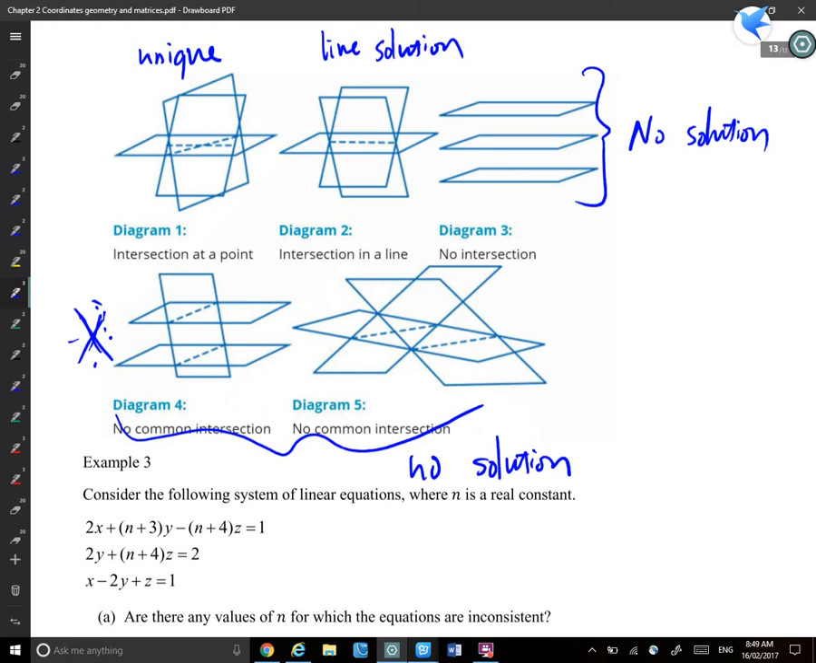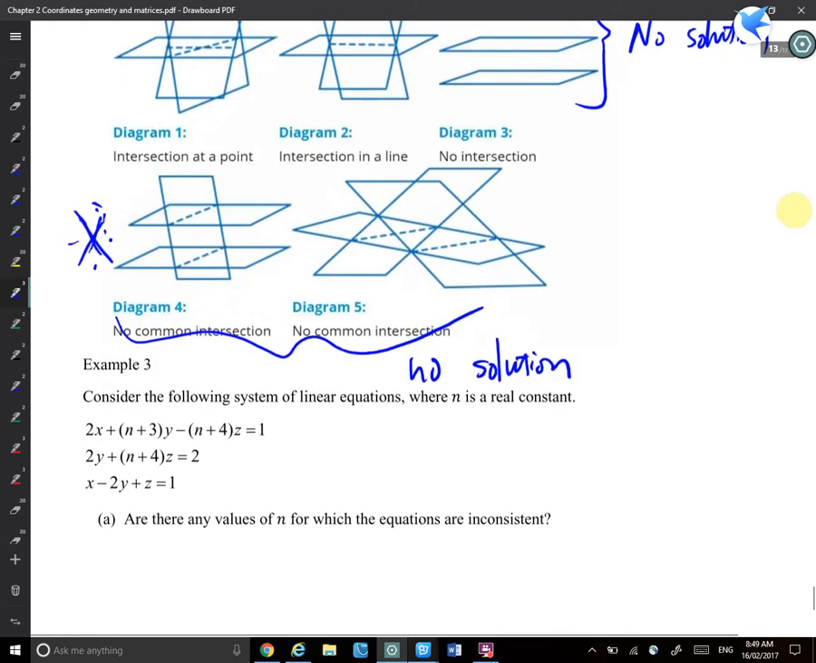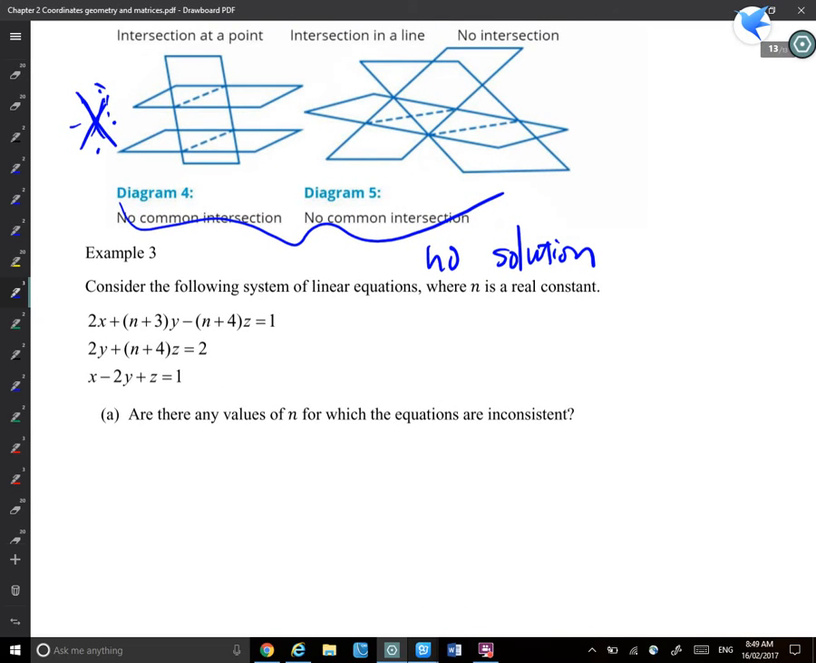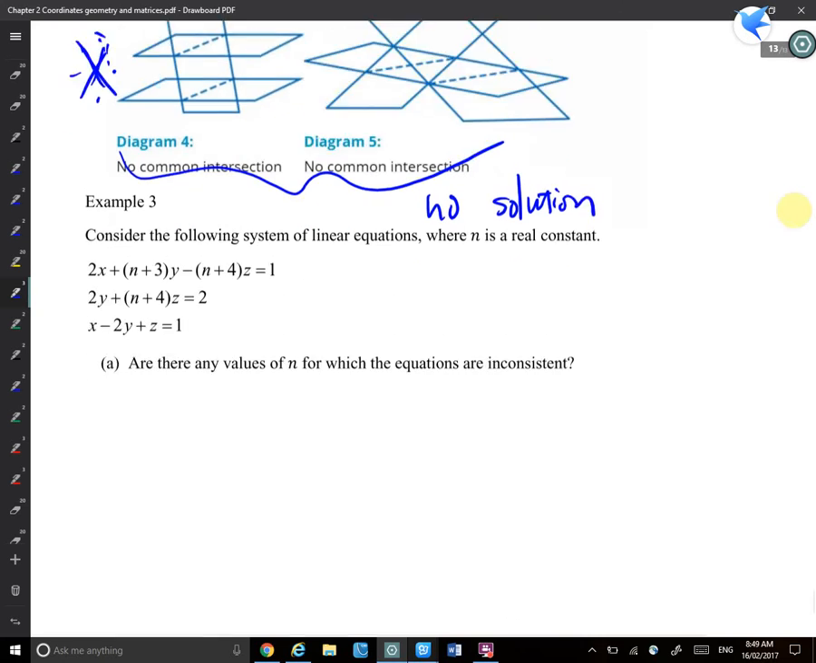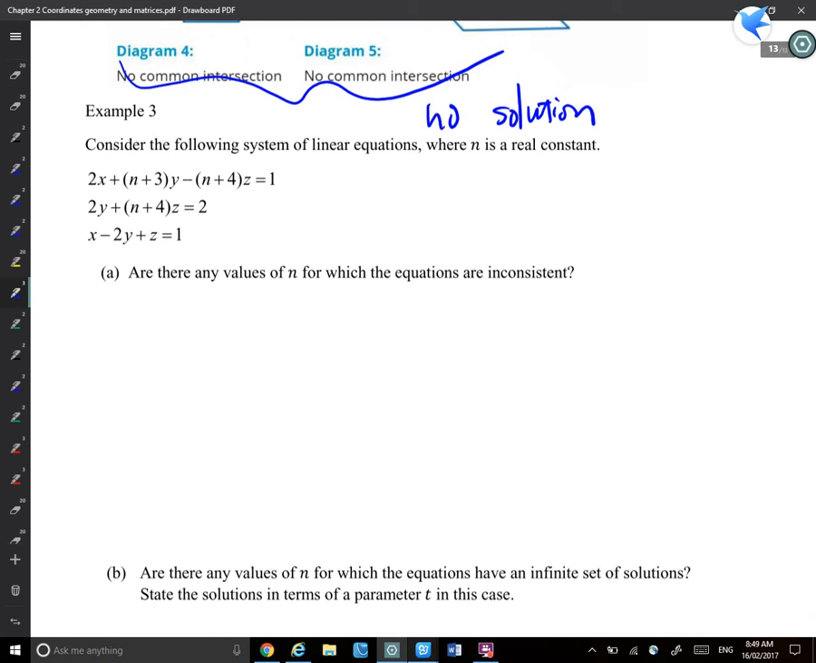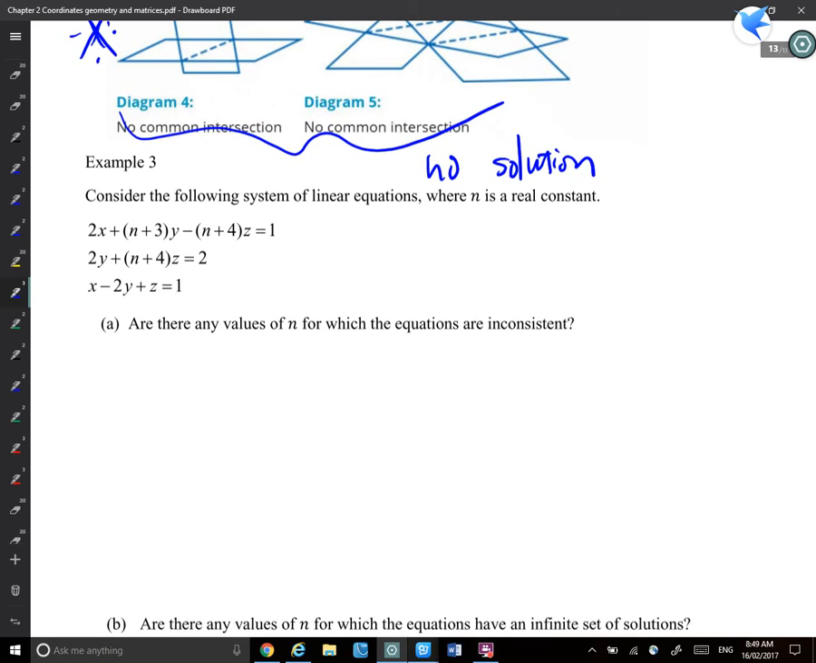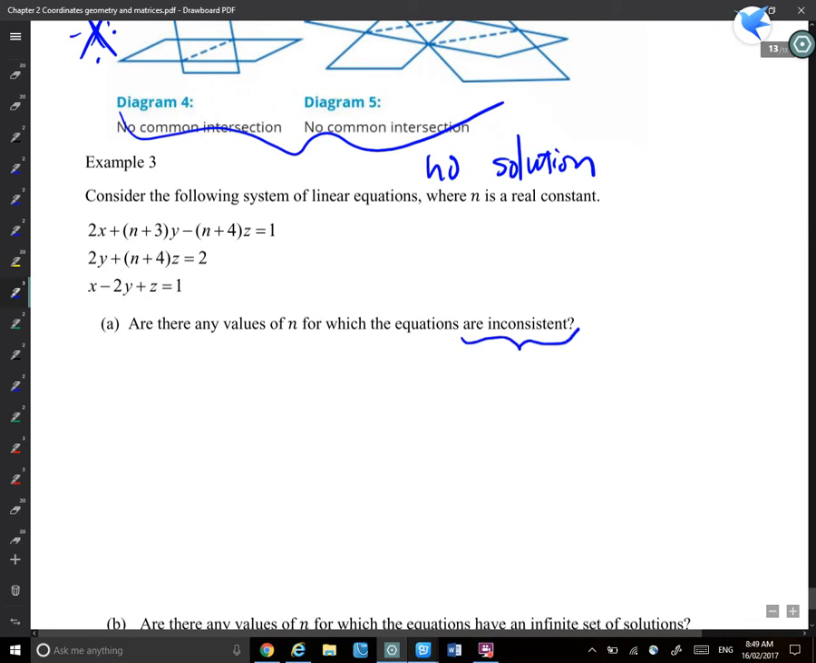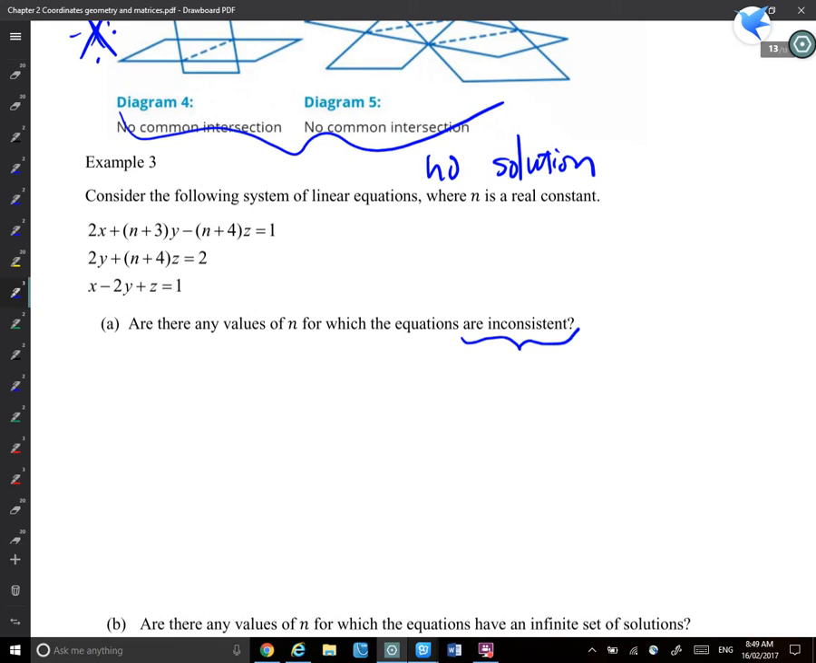Okay, so we use this idea to solve the next question. It's kind of an extension question. I never really see it in exams, but there's a concept in the book, so we better go through that and understand what it's talking about. So now I want to consider the following system of linear equations where n is a real constant. Are there any set of n for which the equations are inconsistent? What is meant by inconsistent?